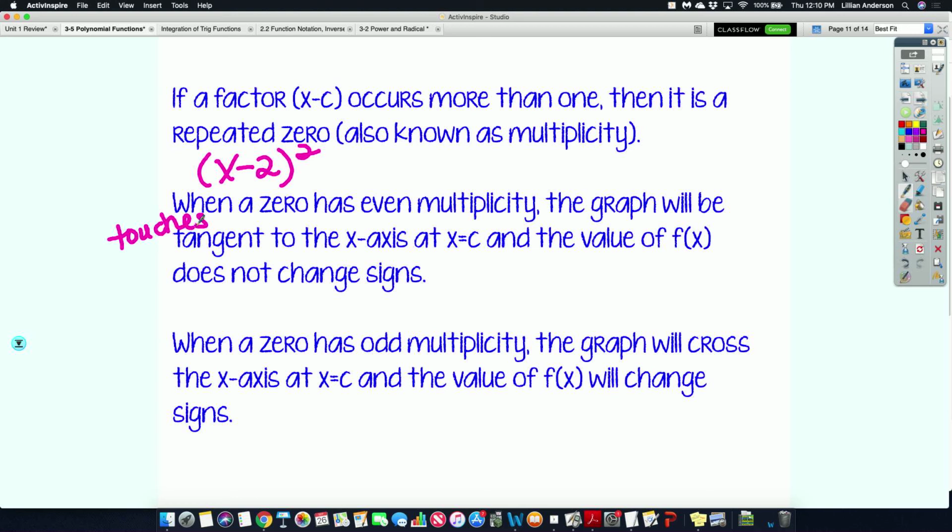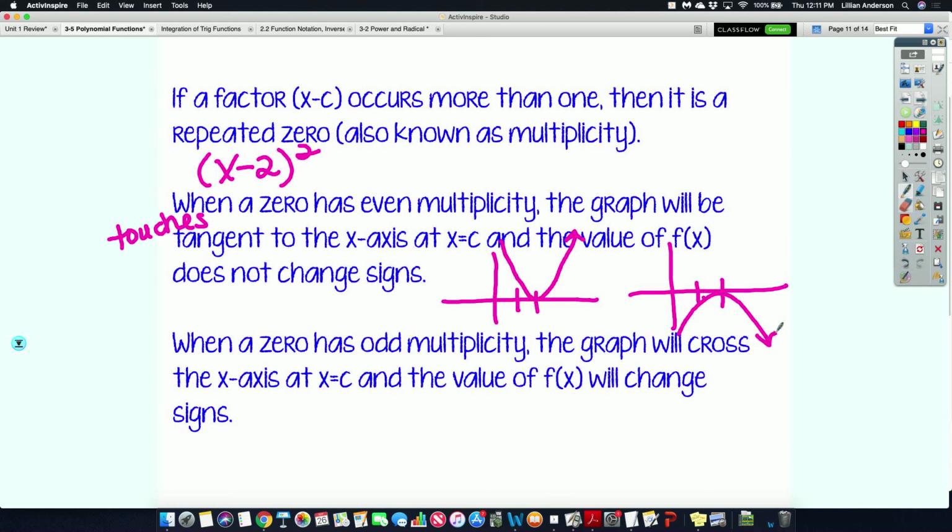So if you have an even multiplicity, that means that the curve of the function that you're graphing is going to touch the x-axis at that x value, and then the sign does not change. So it's basically going to ricochet off the x-axis. So let's say it's coming down, it's going to ricochet off at that x value. So it can do it either in the positive direction or in the negative direction. It's pretty much based off of what the ends are for that function.